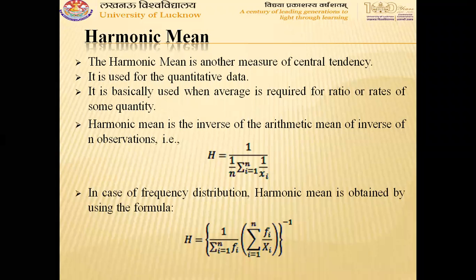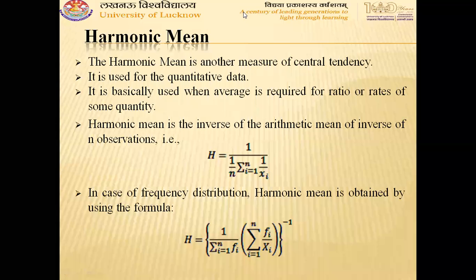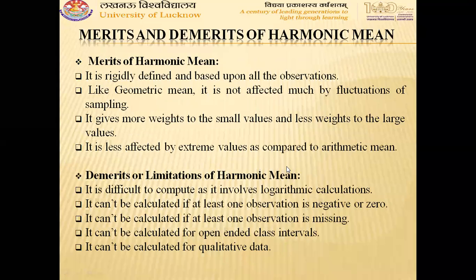In case of frequency distribution, harmonic mean is obtained by using the formula H is equal to summation i goes 1 to n fi, divided by summation i goes 1 to n fi upon xi. So these are the formulas of harmonic mean. However, the formula looks very difficult, but it is very easy to apply, which you can see with the help of examples.